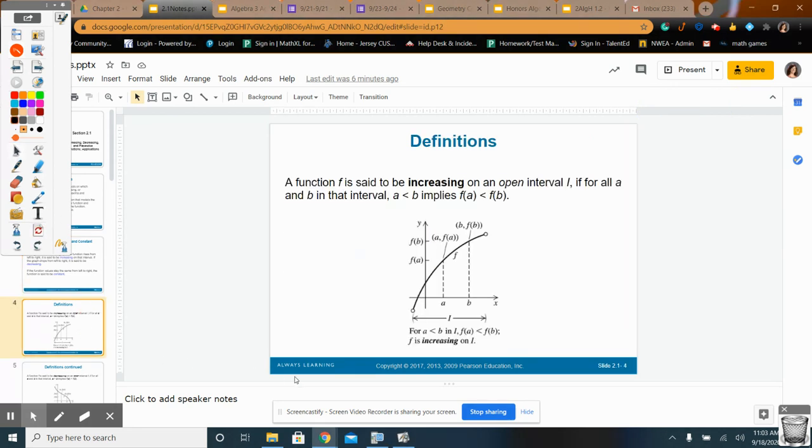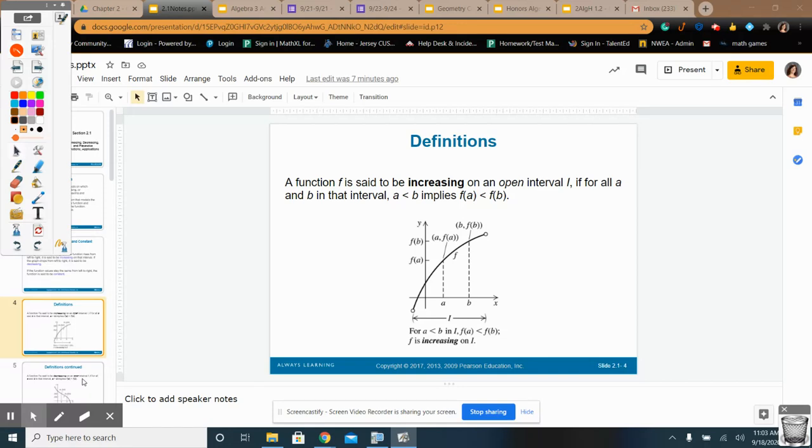Okay, so here is a fancy definition. It says that a function is increasing if in an interval from a to b, f of a is smaller than f of b. They're saying if the y value on the left is lower than the y value on the right, that means that it's going up. But we can just think of it as uphill.